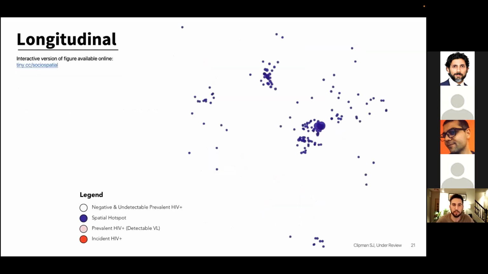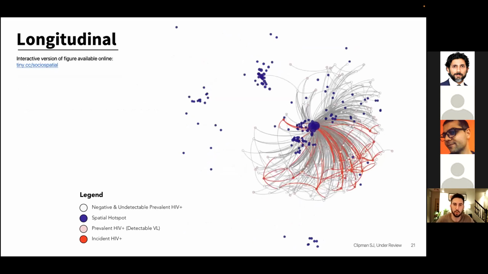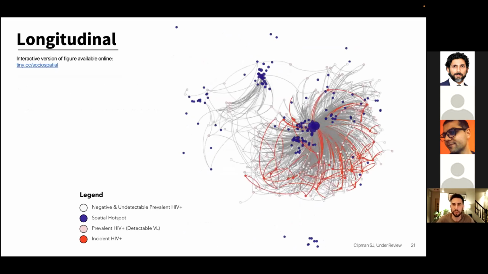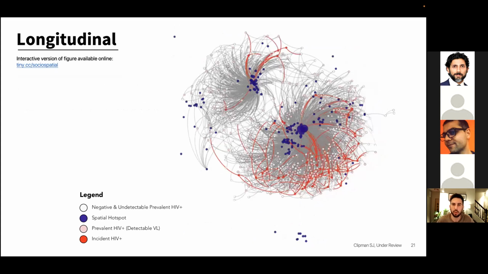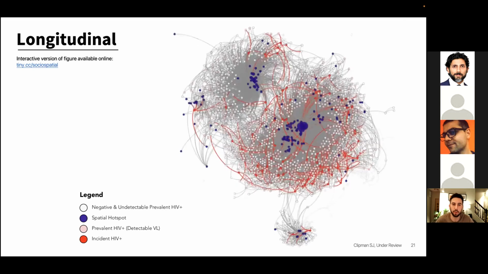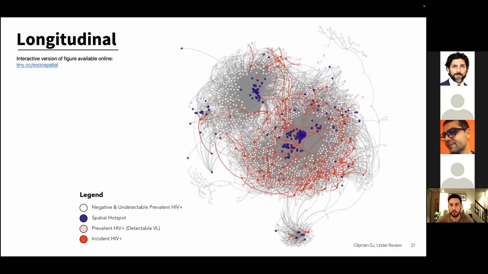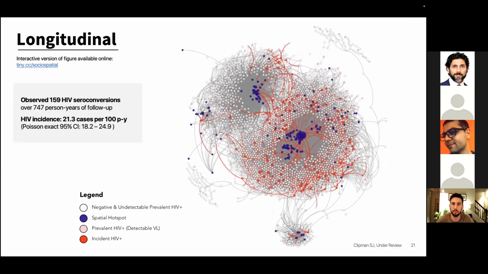Now here's that same figure, but this time animated to show the social and spatial dynamics of the cohort over time. And the red nodes and edges signify HIV seroconversions. Overall, injection networks were highly dynamic, and 75% of participants reported gaining or losing a partner. But we observed much greater stability in the spatial networks. We followed these participants for a median of 12 months and observed 159 seroconversions before the study was paused in March 2020 because of COVID-19 related restrictions.